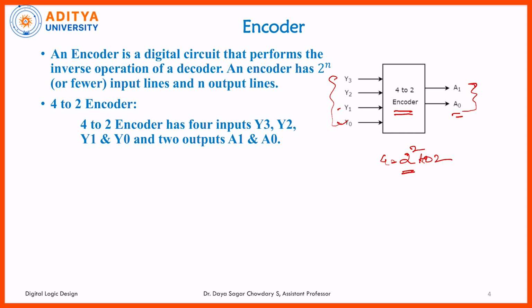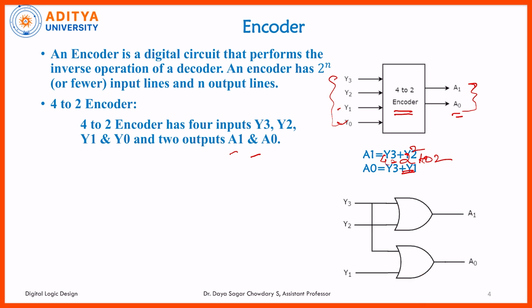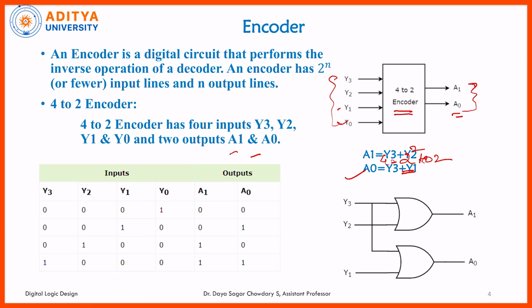These four are the inputs and A1, A0 are the outputs. These are the equations: A1 is equal to Y3 plus Y2 and A0 is equal to Y3 plus Y1. This comes from the truth table. So the outputs are A0.